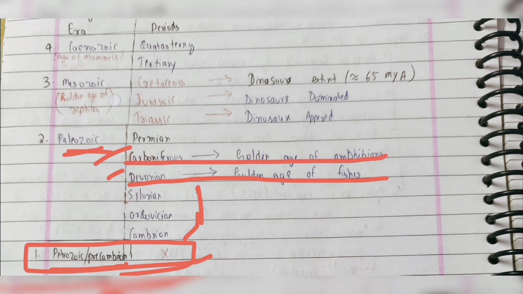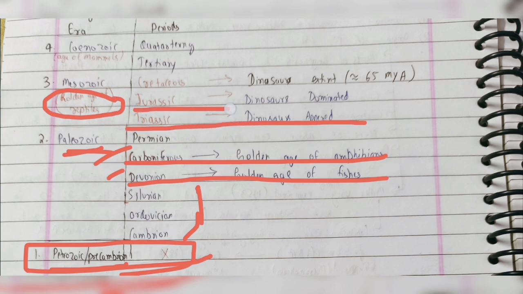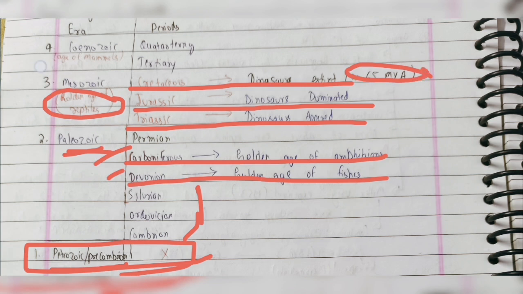In the Mesozoic era, which is also known as the golden age of reptiles, first comes the Triassic period, where dinosaurs appeared, then the Jurassic period, where dinosaurs dominated, and the Cretaceous period, where dinosaurs went extinct about 65 million years ago. Then comes the last era, also known as the Cenozoic era or age of mammals. It is of two parts, tertiary and quaternary period.